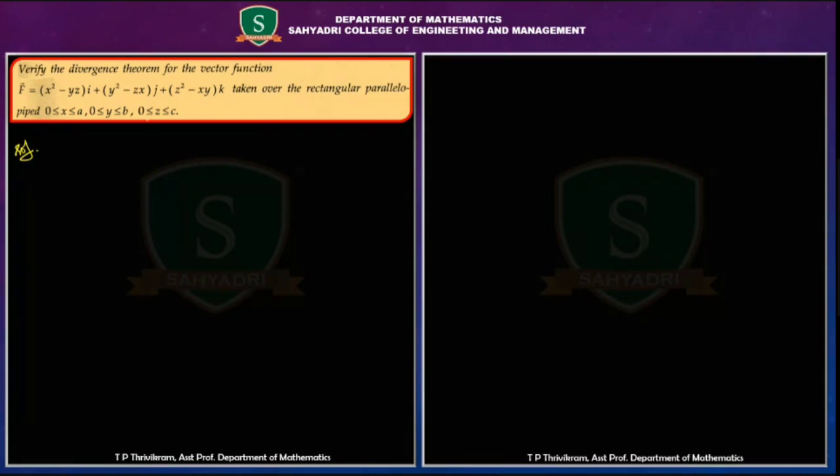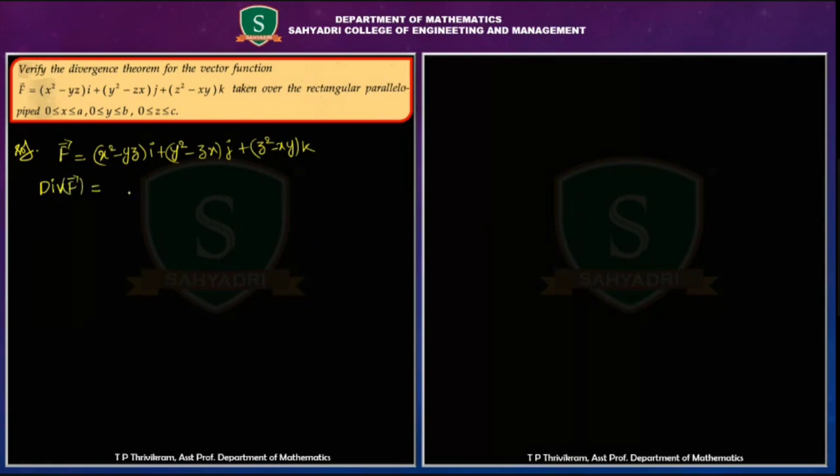So here f value he has given, just write it, f is equal to x square minus yz into i plus y square minus zx into j plus z square minus xy into k. Okay. Taken over a rectangular parallelepiped they have given. We'll think of this later. So here divergence f you need to find first. Divergence f is equal to how much?